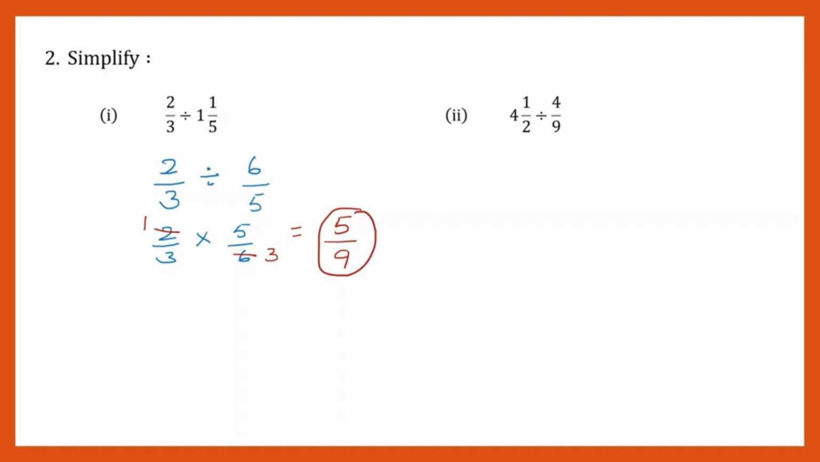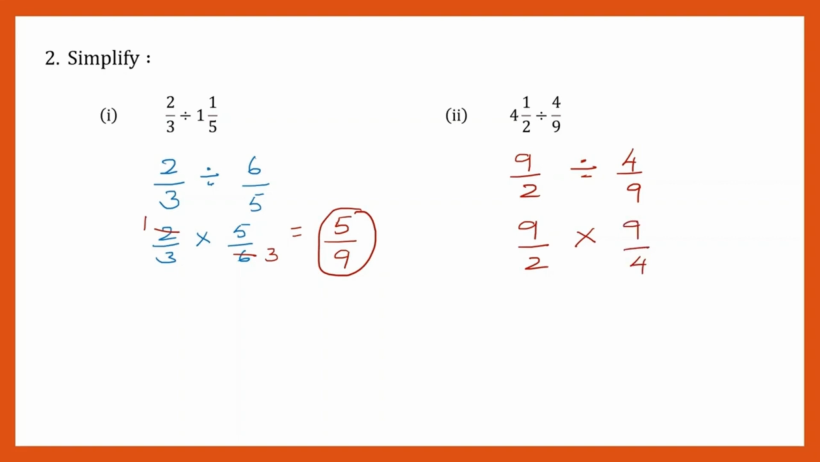First, let's convert it. 2 fours are 8 plus 1, 9 by 2, divided by 4 by 9. So the first fraction remains the same. Division sign changes to multiplication. The second fraction, we need to write the reciprocal of that fraction. So 4 by 9 becomes 9 by 4.